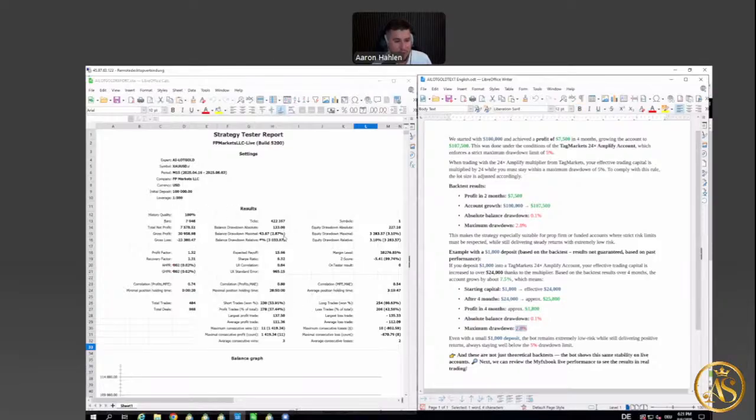Also, you can see that right here on the backtesting report. And even with a smaller deposit than $1,000, the bot remains extremely low risk while still delivering positive returns, always staying well below the 5% drawdown limit. And these are not just theoretical backtests. I will show you right now the track records for my bot where you can see how the bot is actually performing on real money live accounts.